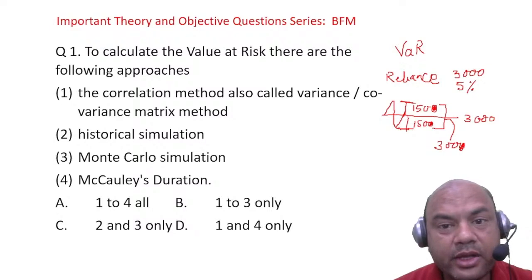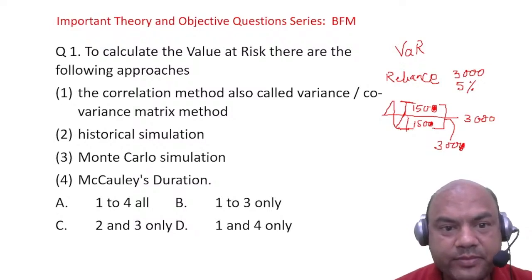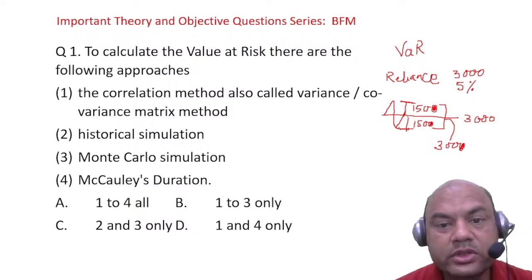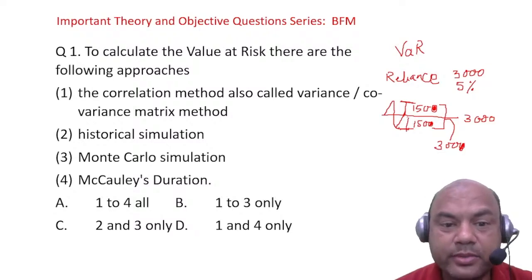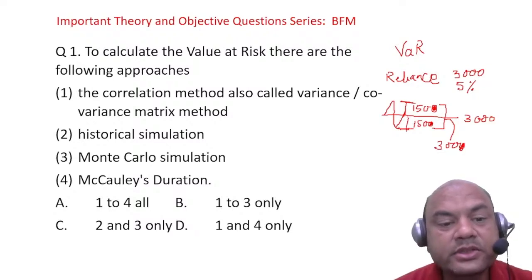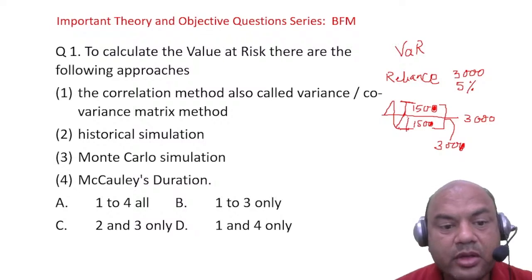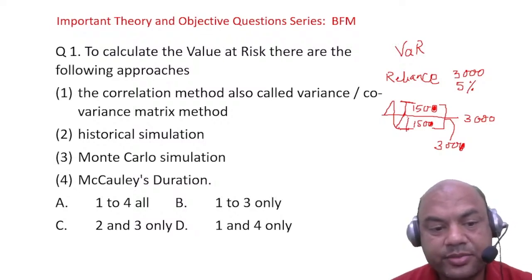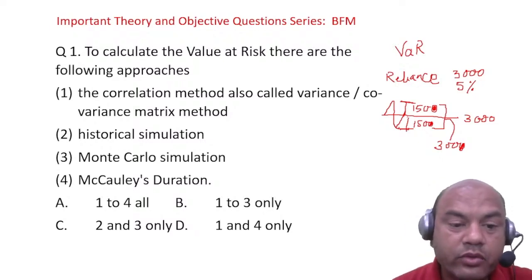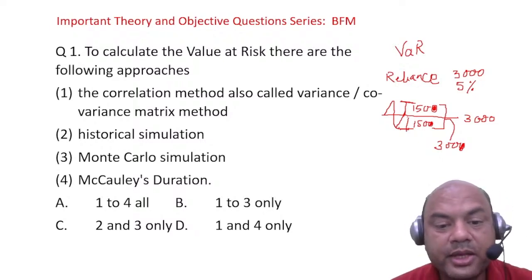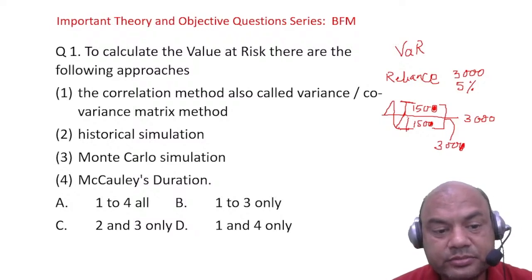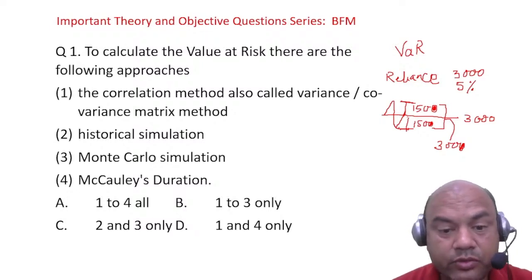So to calculate the VAR, there are the following approaches. Correlation method, also called the variance or covariance matrix method. Historical simulation method, Monte Carlo simulation method, and Macaulay's duration. So the options are A, 1 to 4 all; B, 1 to 3 only; C, 2 and 3 only; and D, 1 and 4 only. So what is the right option over here?